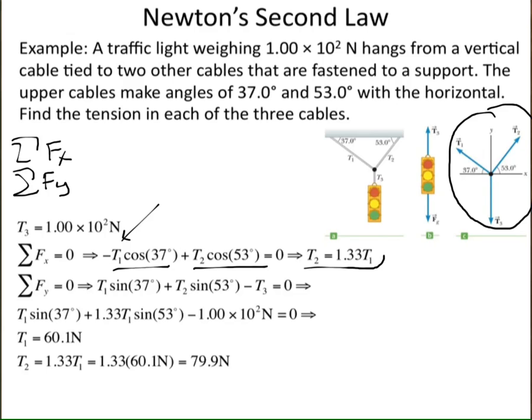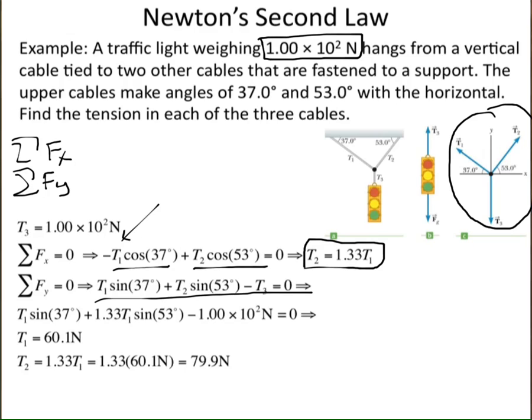From the first one, you can easily find T2 in terms of T1, right? T2 must be 1.33 times T1. And from the second component, Fy is equal to 0, total force on the y is equal to 0, you can also find T3, right? But T3 is given in the problem, right?